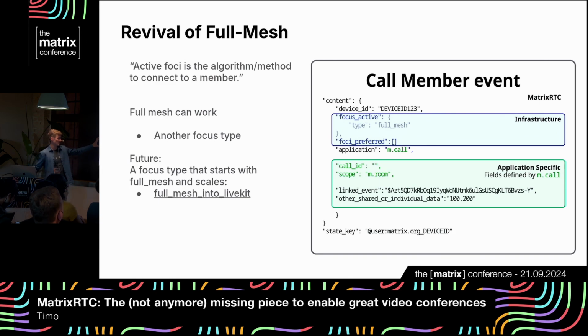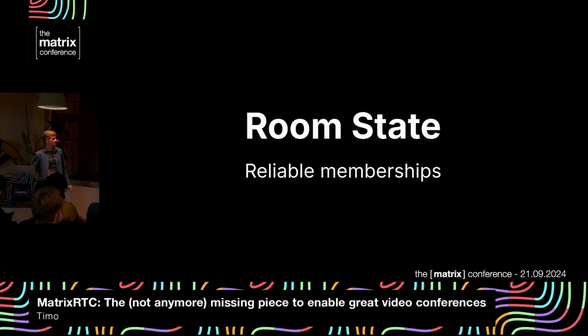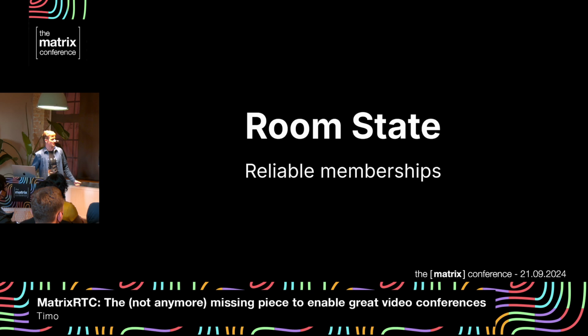And one could even think further. One could say, why not have another foci_active type, which is full mesh into LiveKit? It would then still include LiveKit SFUs in the foci_preferred array. It would start at full mesh, and then there's a defined value until full mesh scales, maybe 5 is appropriate, I don't know, all up for spec discussions, and then it would transition into LiveKit. So that's also something one could think of, and then have a solution where you first start in full mesh and don't occupy any SFU. If you have a larger call, you can transition. So this is a super flexible and simple system. So now, reliable state membership.